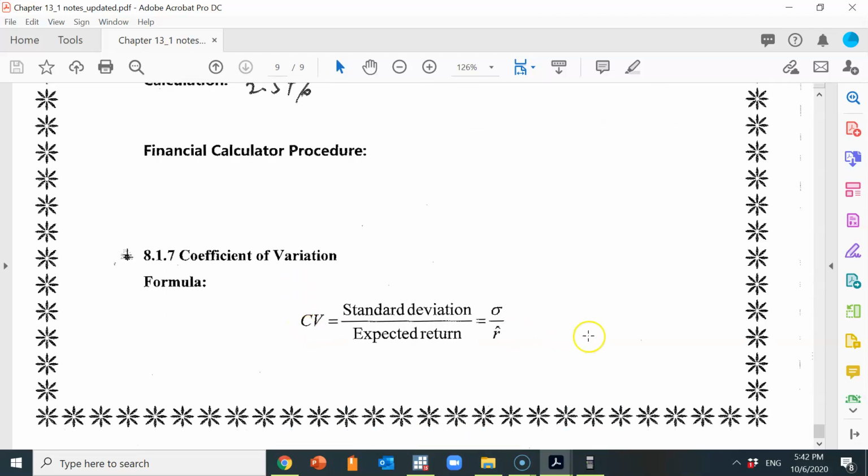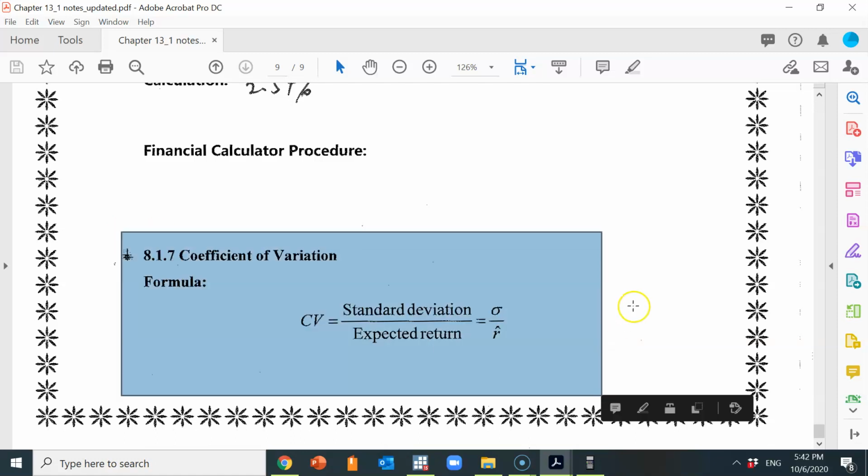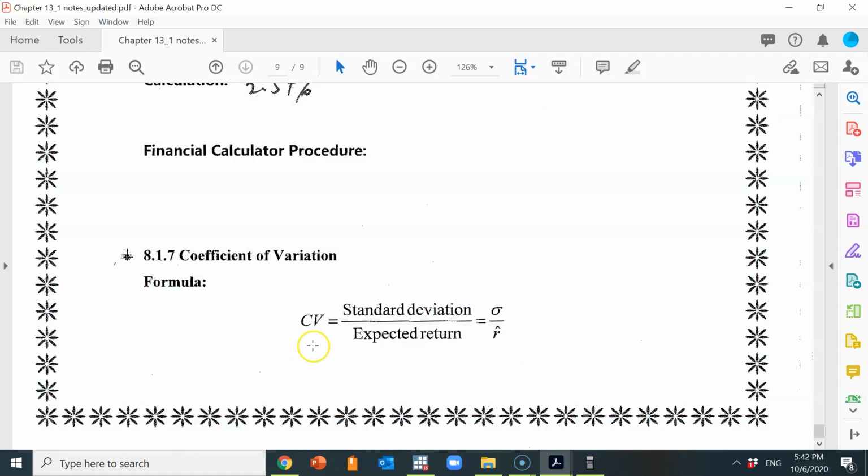In the next class, we're going to talk about the coefficient of variation. That's another better measure of standalone risk, because we're going to use standard deviation divided by expected return. So this measure incorporates both return and risk for the assets. Okay, I'll talk about it in the next video.